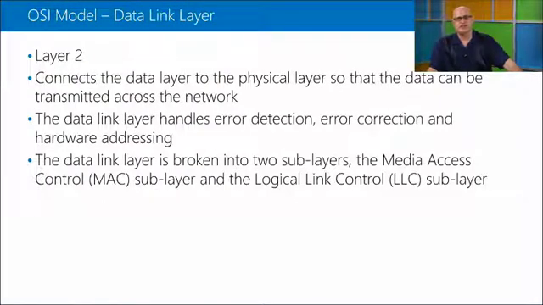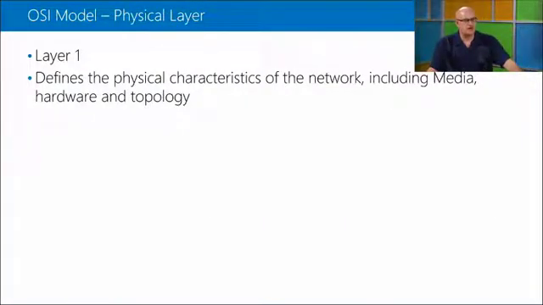Layer 2, the data link layer, connects the data link to the physical layer so the data can be transmitted across the physical network. It can handle error detection, error correction, and hardware addressing. The data link layer is actually broken up into two sublayers, the media access control or MAC sublayer and the logical link control LLC sublayer. And then the physical layer, layer 1, is the actual physical topology of the network.